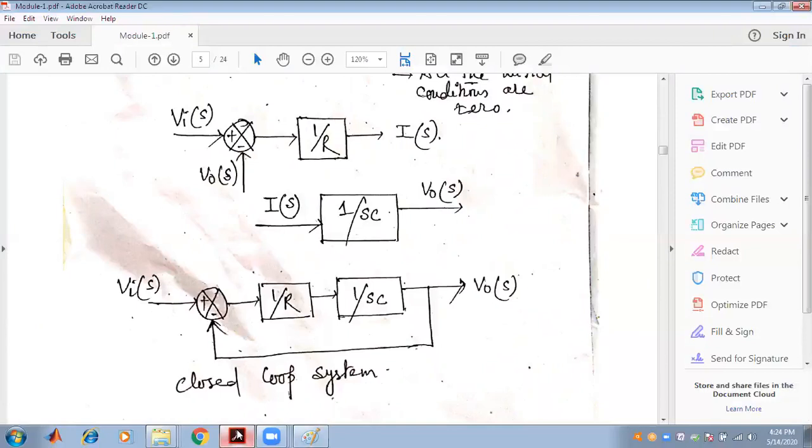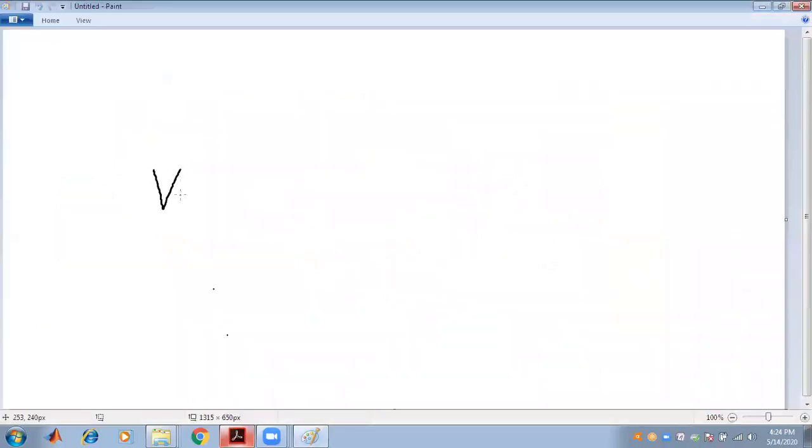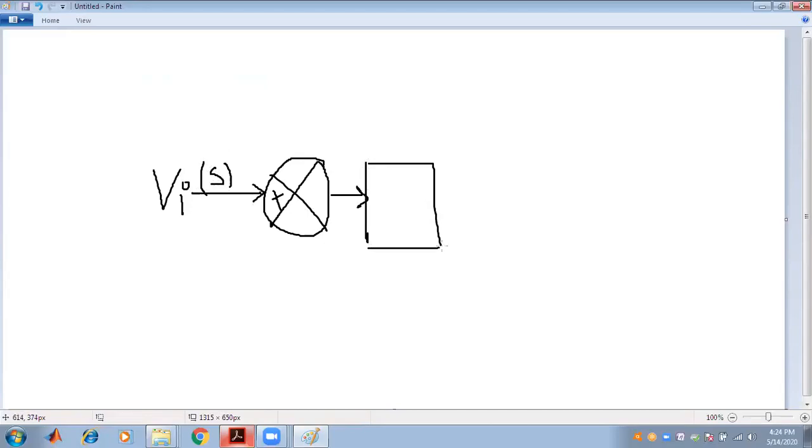We already have Vi coming to a summing point. Okay, this is called the Vis, Vi in the Laplace domain. It is multiplied by a gain factor called 1 by R. And what is the output? The output we get from here is the Is. This is the first part.